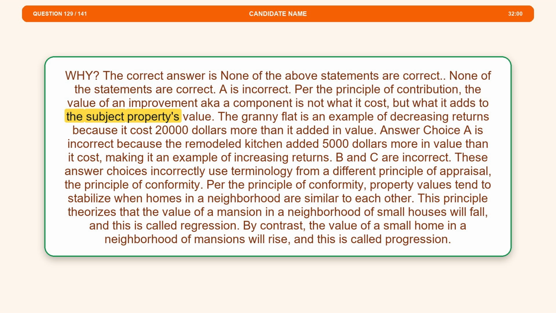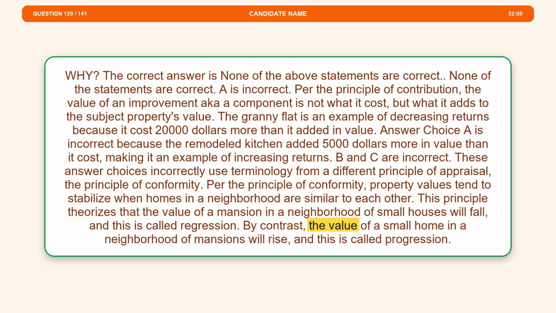The granny flat is an example of decreasing returns because it cost $20,000 more than it added in value. Answer choice A is incorrect because the remodeled kitchen added $5,000 more in value than it cost, making it an example of increasing returns. B and C are incorrect. These answer choices incorrectly use terminology from a different principle of appraisal, the principle of conformity. For the principle of conformity, property values tend to stabilize when homes in a neighborhood are similar to each other. This principle theorizes that the value of a mansion in a neighborhood of small houses will fall, and this is called regression.